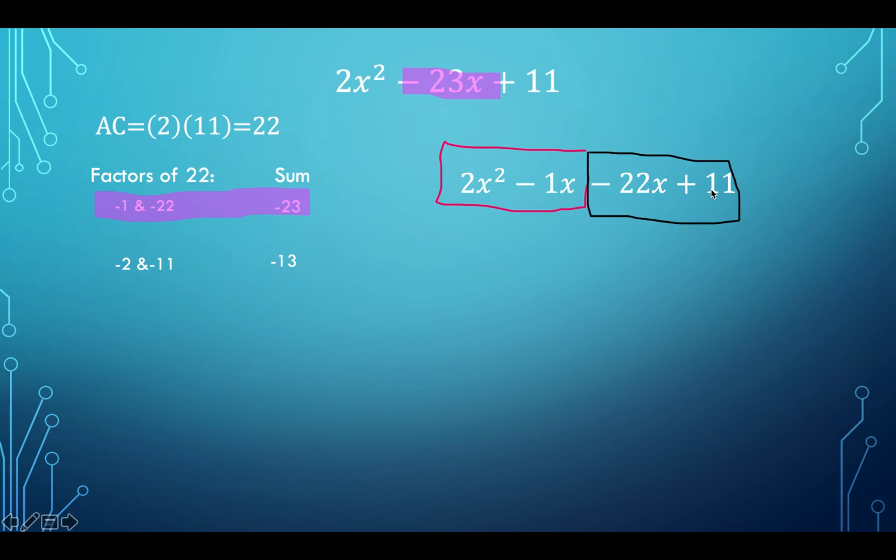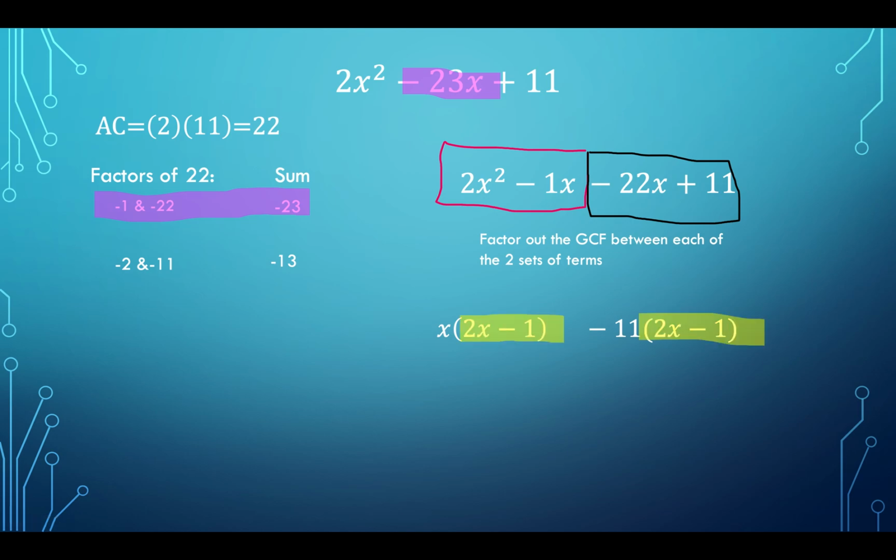Break it up into two separate problems. And now let's find the greatest common factor between each of these boxes. The first box, the greatest common factor between 2x squared and minus 1x is x. And then we multiply backwards. So we have 2x minus 1. And the second box, the greatest common factor between negative 22x and positive 11 is negative 11. So how do we get negative 22x back? We got to multiply negative 11 by 2x and by negative 1.